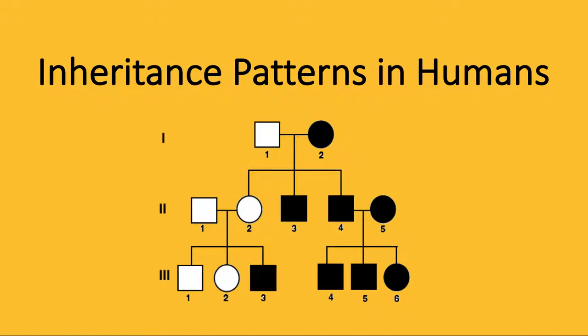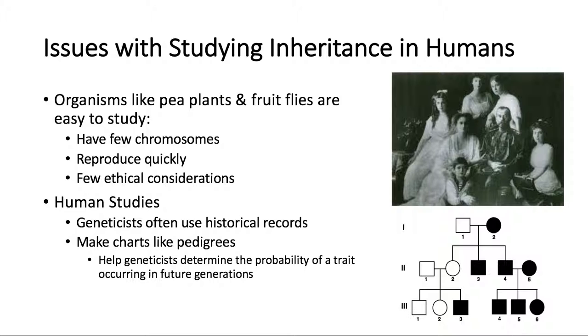Welcome to today's lesson, Inheritance Patterns in Humans. It's pretty easy to study organisms like pea plants, which Mendel did, or fruit flies, which many scientists did, because they have few chromosomes, they reproduce quickly, it's easy to look at multiple generations in a very short time, and there's few ethical considerations related to their study.